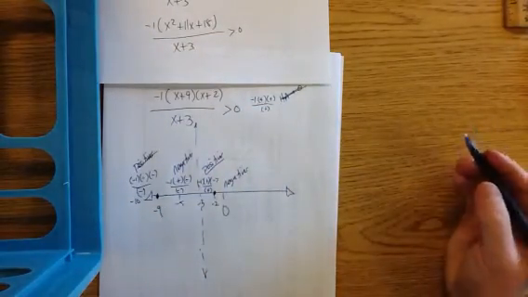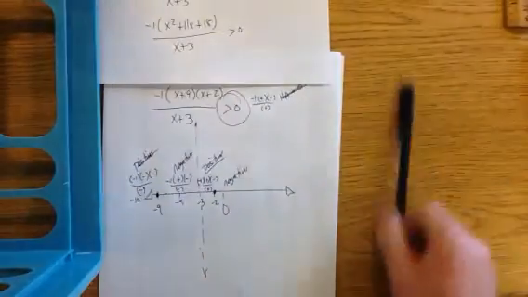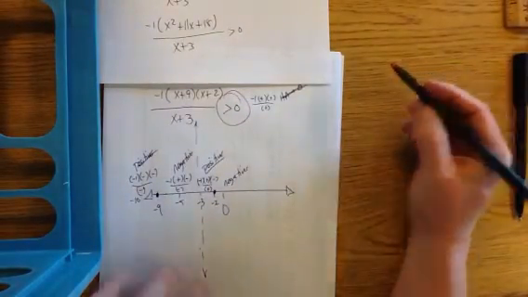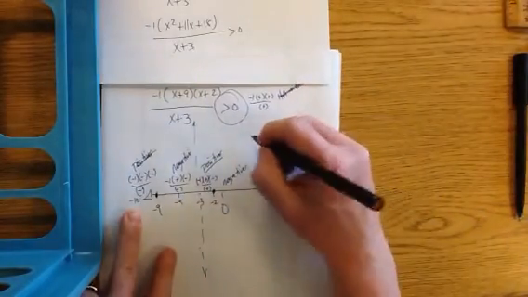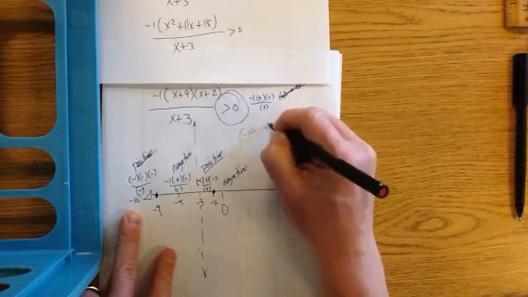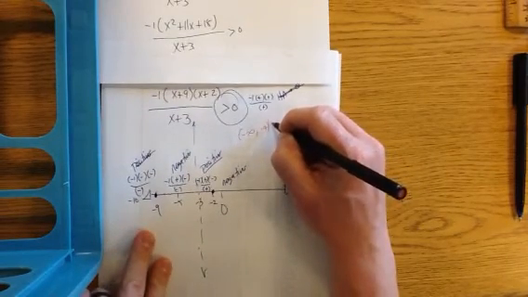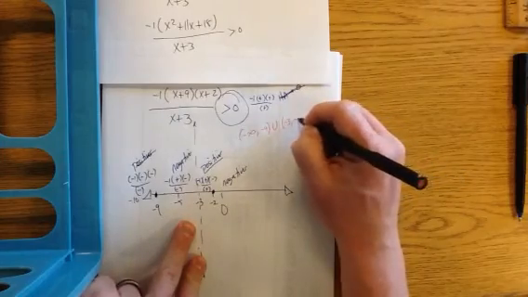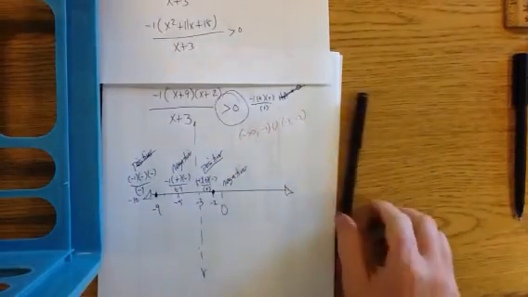So the important question: where is it greater than 0? Where is my equation greater than 0? I'm greater than 0 when I'm positive. So that's from negative infinity to negative 9, and I'm also positive from negative 3 to negative 2. So that's what I would do for those.